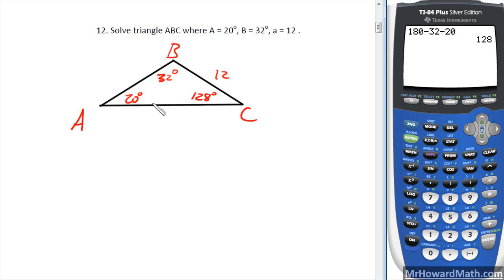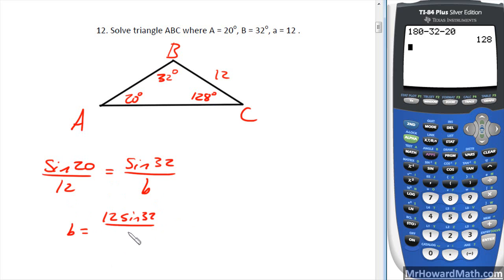Now we need the other side. So I can set up the law of sines here because I have a sine pair right here that go together. So sine of 20 degrees over the side that goes with it, 12, is equal to, at this point it doesn't matter which one I find, I'll just find b first. So sine of angle B, which is 32 degrees, over side length b. So cross multiply and divide. You should be used to cross multiplying and dividing by now. And when you do that, you get b is equal to 12 sine of 32 degrees all over sine 20.